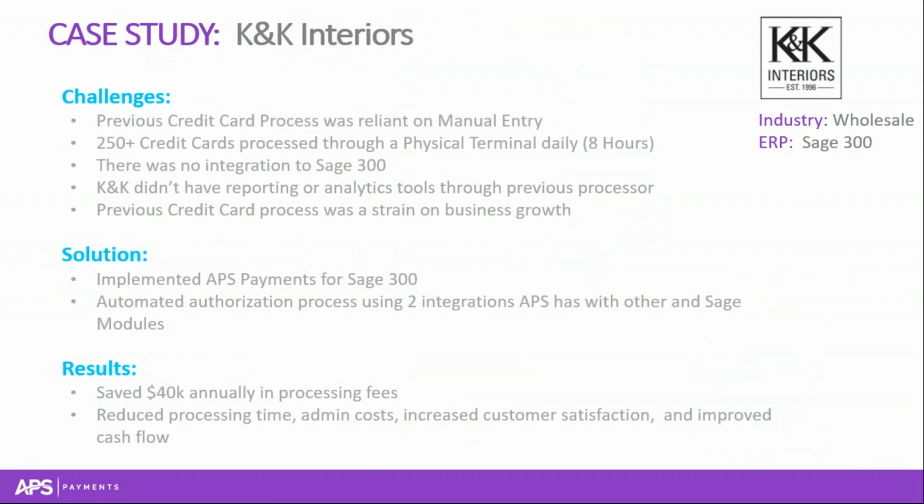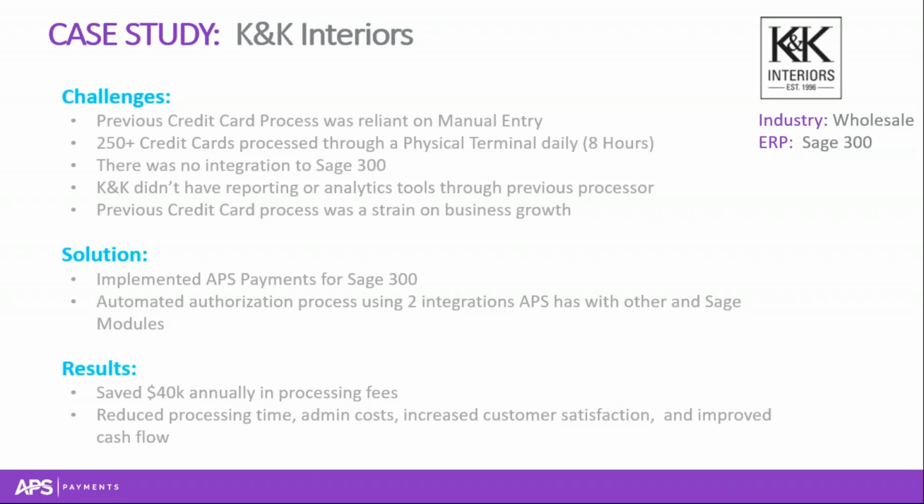Now, I'd like to jump in and share with you guys a case study. This is one of our really happy Sage 300 customers. K&K Interiors has been around since 1996 and has become a leader in interior decoration across North America. They really suffered from some challenges that strained their business growth, and by implementing APS, they've really overcome that.